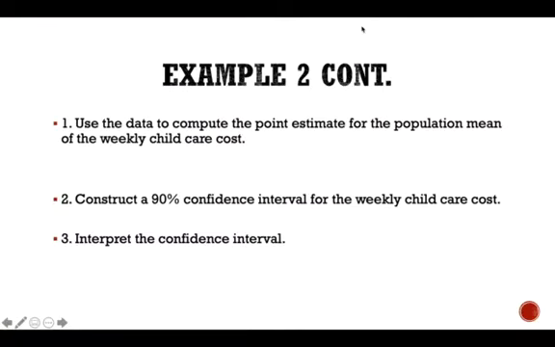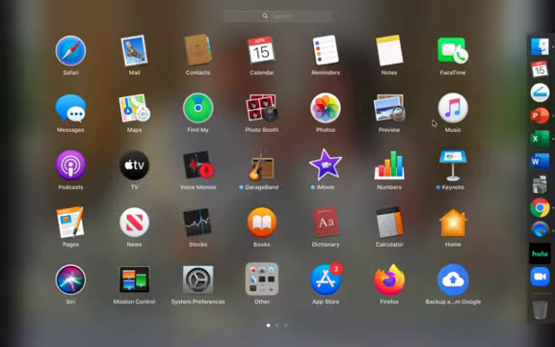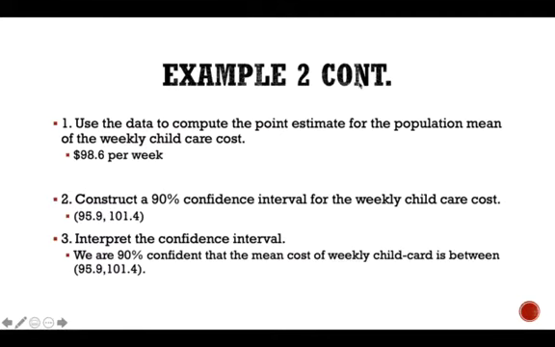Let's go back to the PowerPoint. Using our values, what's my point estimate? Remember, the point estimate is the sample mean in this case. What did we say the sample mean was? 98.6. We made our interval. And again, we could see that our interval isn't necessarily identical, but they are going to be very close to each other.